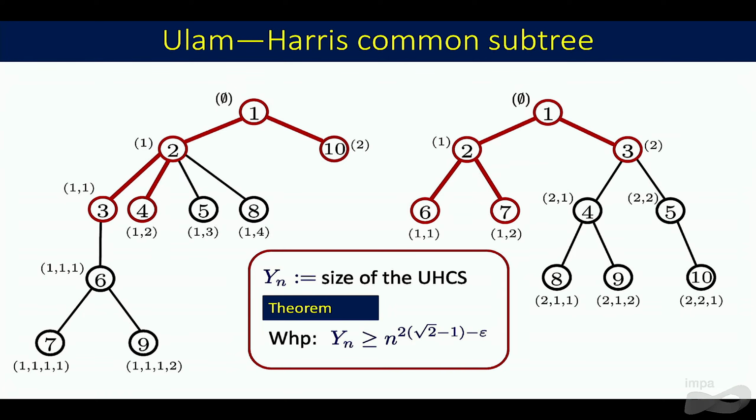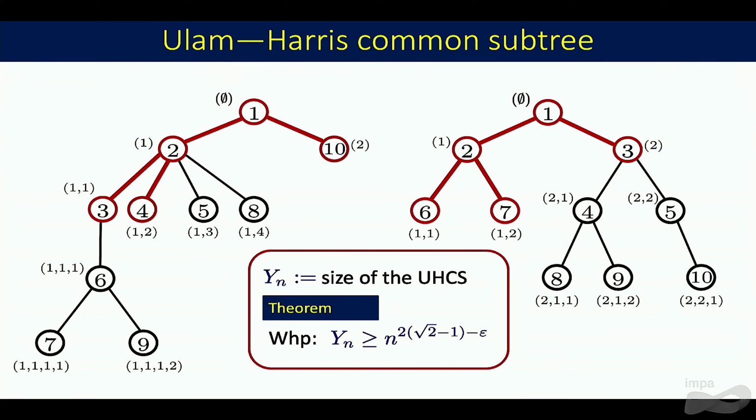Okay, and so you can analyze this, and what you get is that this gives you n to the 2 times square root of 2 minus 1, minus epsilon, say, with high probability. And this gives you n to the 0.828. Okay? This gives you with high probability, but let me tell you why this holds in expectation.